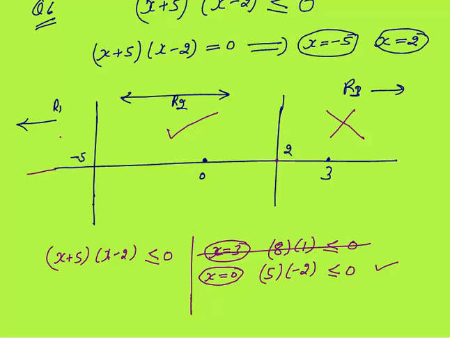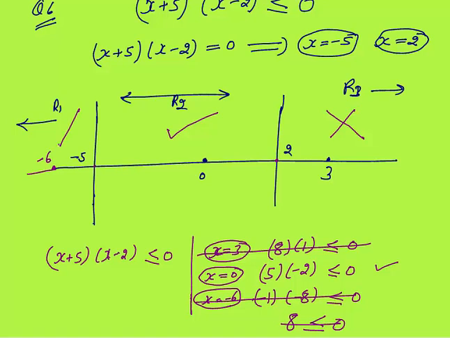What about region number 1, less than or equal to minus 5? Let's say you put minus 6. Minus 6 I am checking. Minus 6 plus 5 is minus 1, and minus 6 minus 2 is minus 8. Is this less than or equal to 0? No, because minus 1 into minus 8 will become positive 8, which is not less than or equal to 0. So this region will not satisfy. Only one value I need to check.